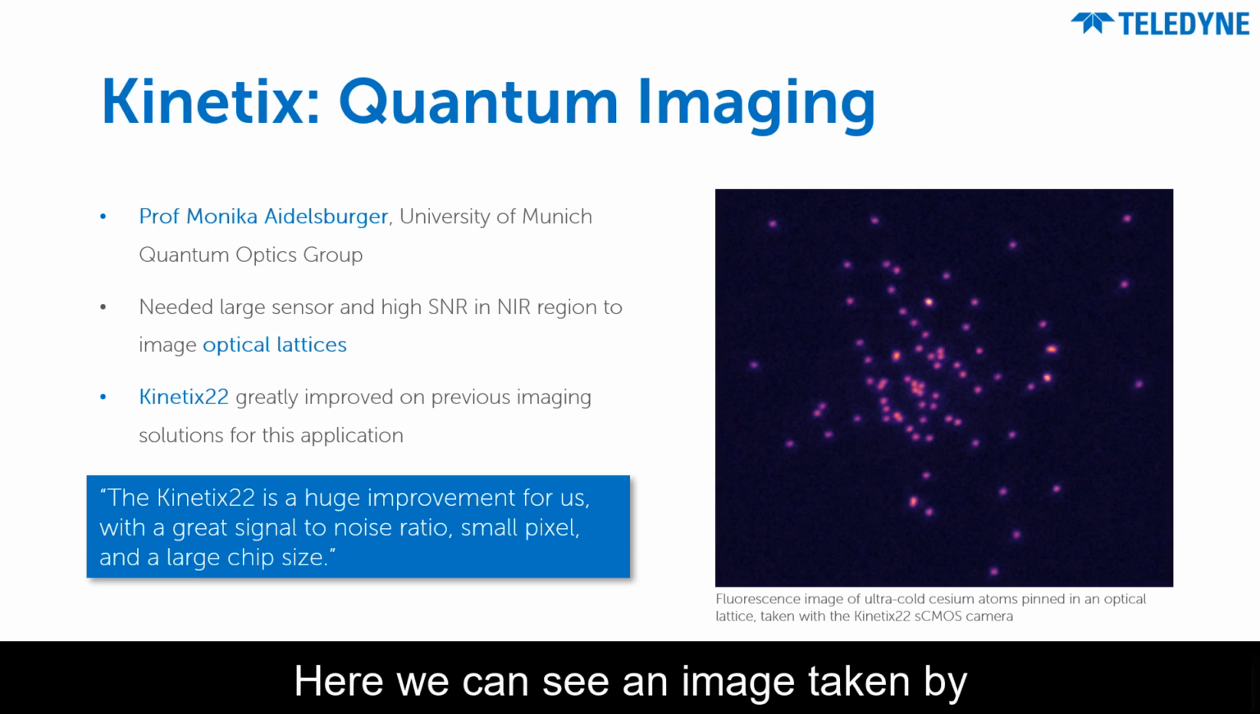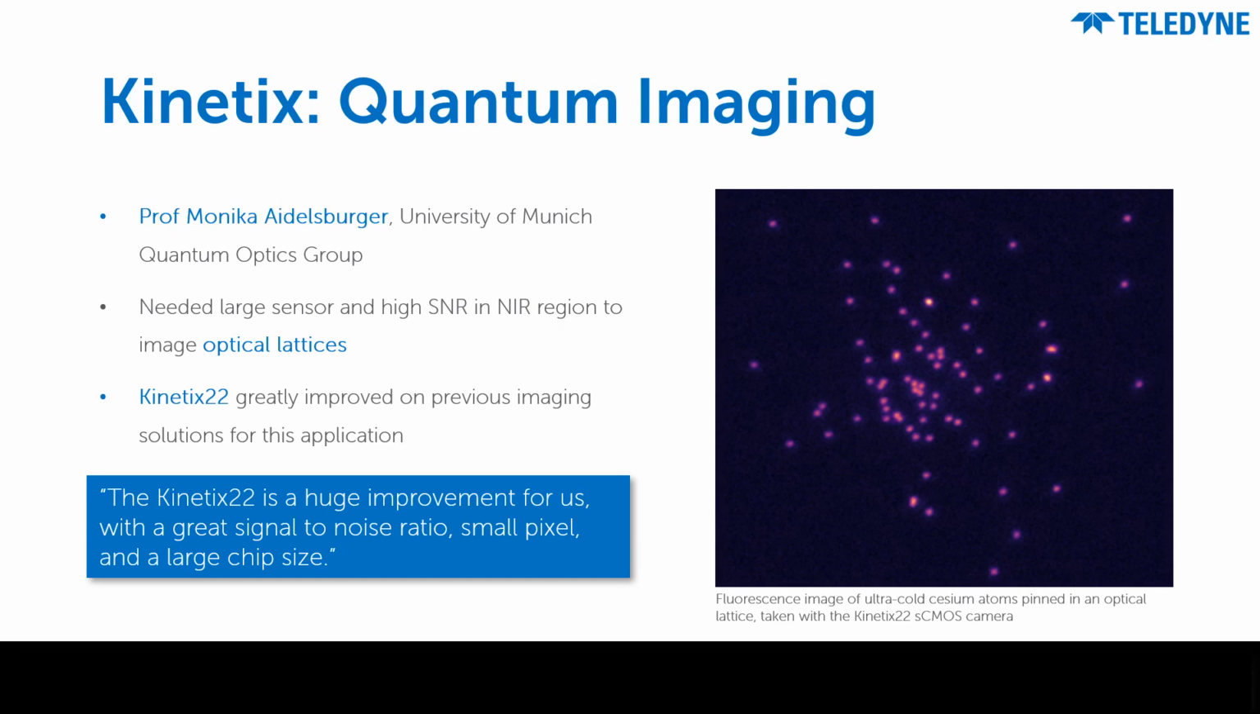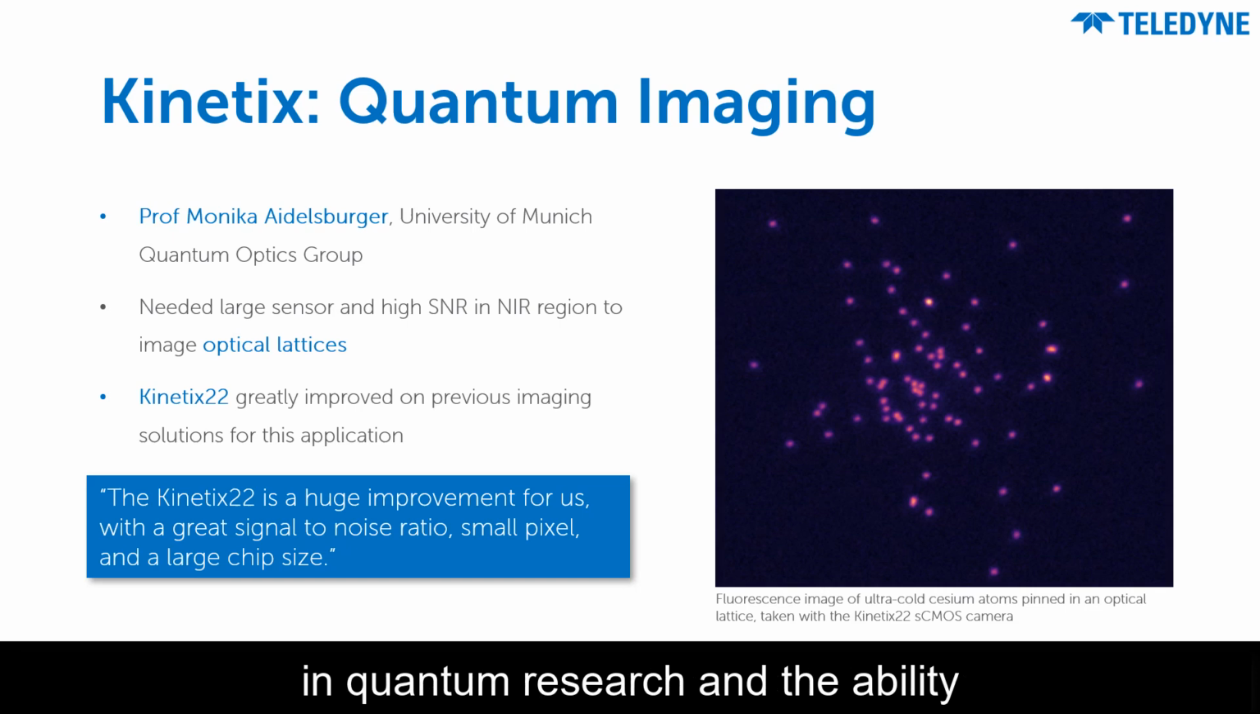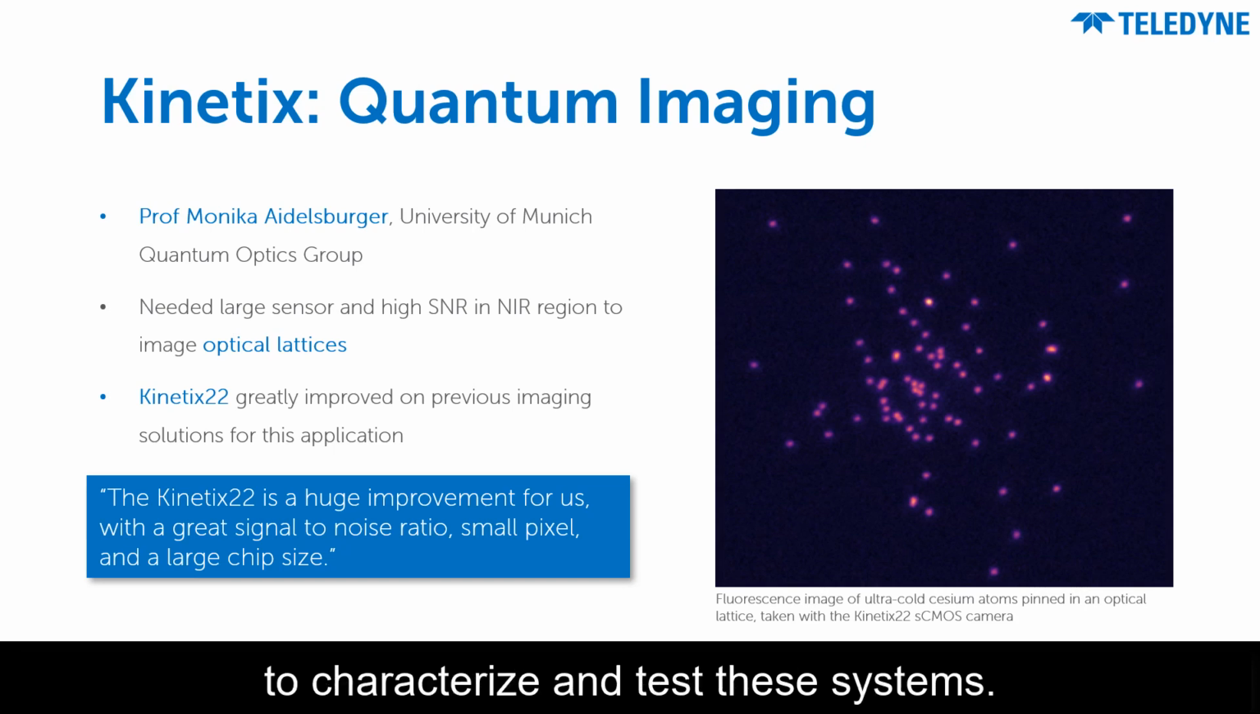Here we can see an image taken by the Kinetics 22 of ultra-cold cesium atoms pinned into an optical lattice. This kind of application is widely used in quantum research, and the ability to image single molecules at high sensitivity is very valuable in order to characterize and test these systems.